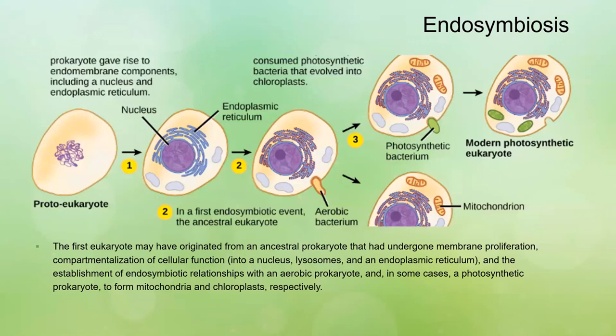So, how did we get from prokaryotes to eukaryotes? Well, one of the things that we think might have happened is that an ancestral prokaryote had undergone a membrane proliferation and then compartmentalization of cellular function into a nucleus, lysosomes, and an endoplasmic reticulum, and the establishment of endosymbiotic relationships with an aerobic prokaryote, and in some cases, a photosynthetic prokaryote to form the mitochondria and chloroplast.